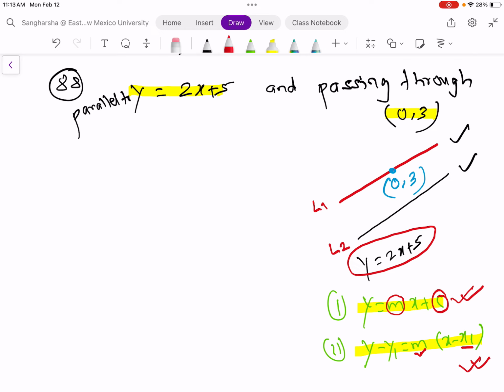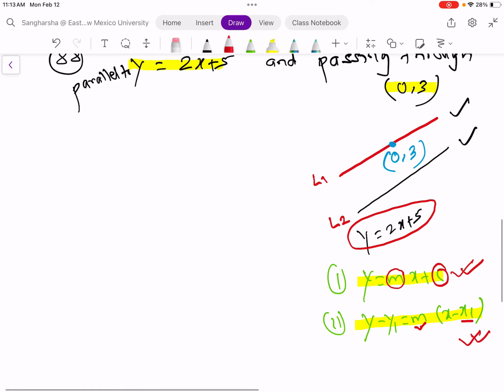The slope is the same, right? So if we can find the slope of line 2, then that slope of line 2 is the same as the slope of line 1. So let's find the slope of line 2 at first. Our line 2, the second line, is y equals 2x plus 5.